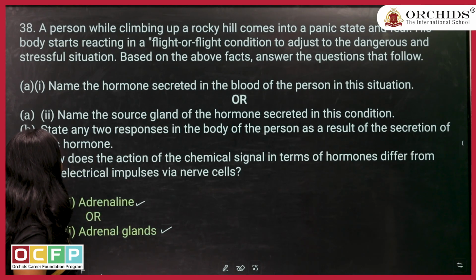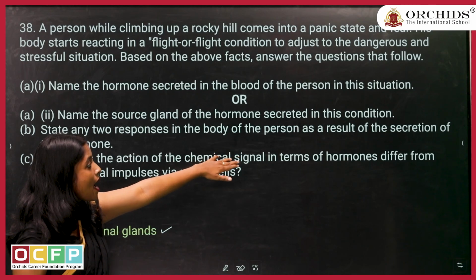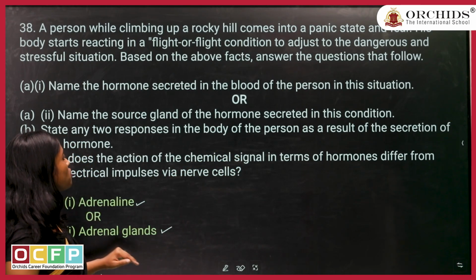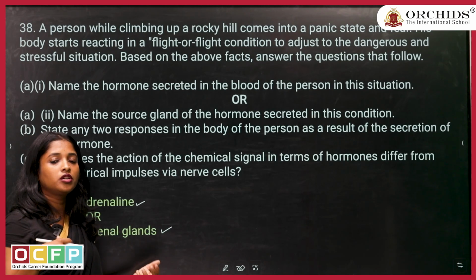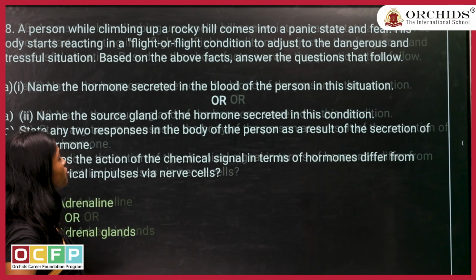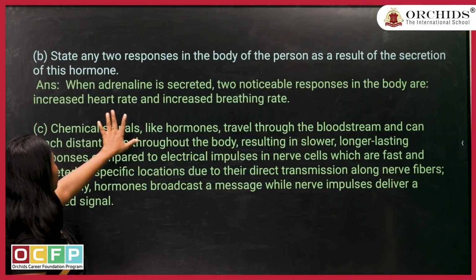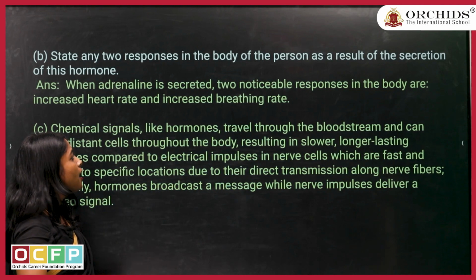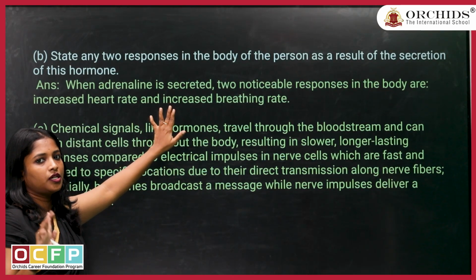So the next, B question: state any 2 responses in the body of the person as a result of secretion of this hormone. When you are in a fight or flight situation, what are the changes which occur in the body? Those 2 changes are, one is the heart rate will increase and the breathing rate will increase. If you write these 2, you will get the complete 1 mark.